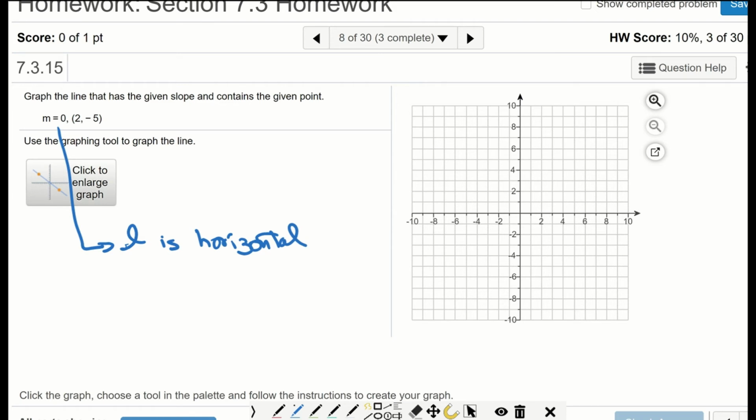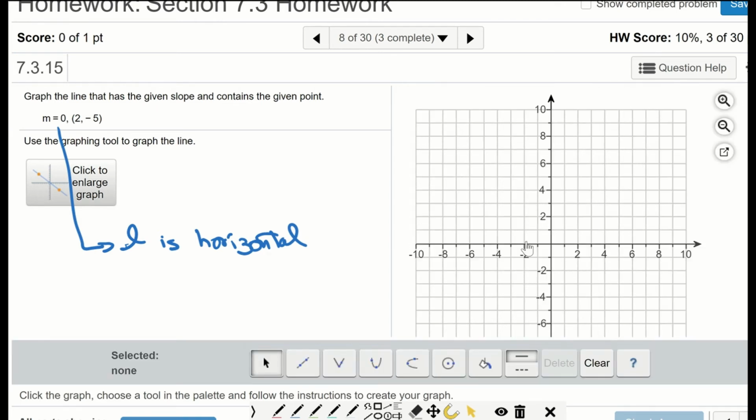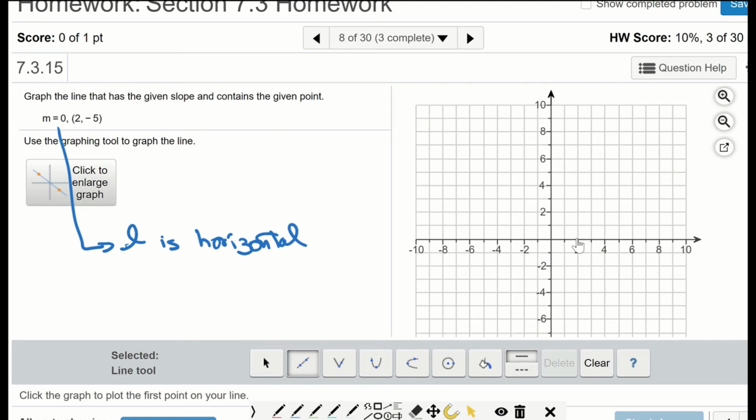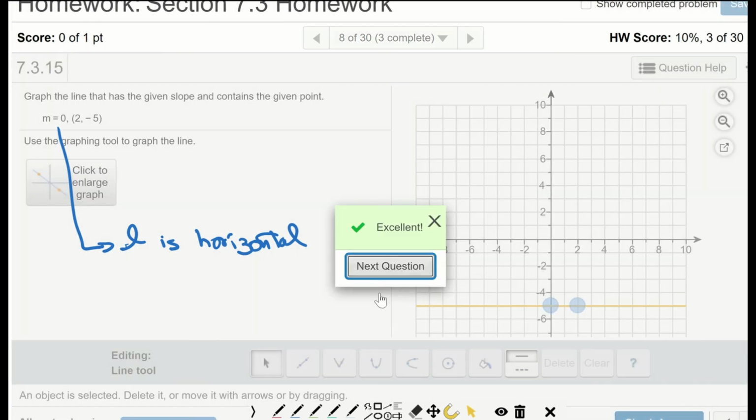So basically, to graph it, all we've got to do is start the line tool, and then go to 2, -5. That's going to be our first point. And then we just need to draw a horizontal line, right? So just pick any other point at that same elevation, like that one. Makes no difference. And then you should be good to go, okay? So because the slope is 0, we knew it's horizontal.